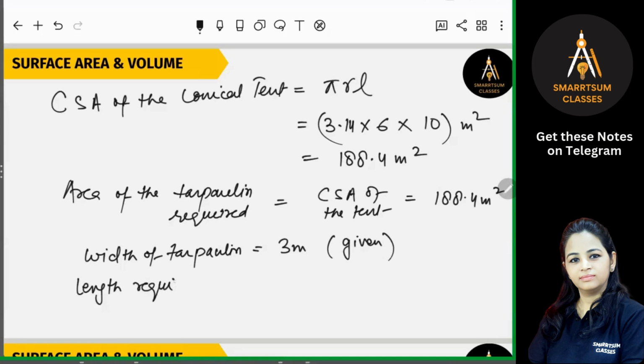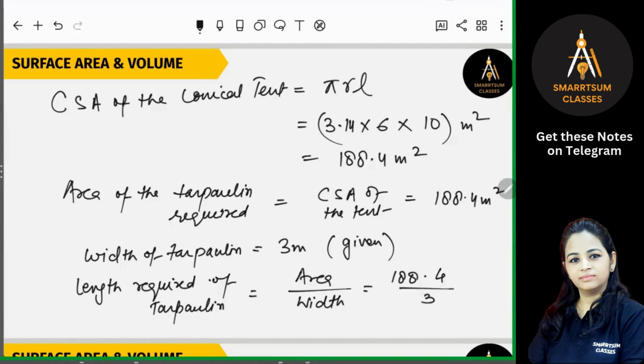Length required of tarpaulin is area upon width. If you divide area by width, you can get the length, because area is length into breadth. So if you need to find the length, you can divide the area by width. So 188.4 divided by 3, and this is equal to 62.8 meters. So this is the length of the tarpaulin required.